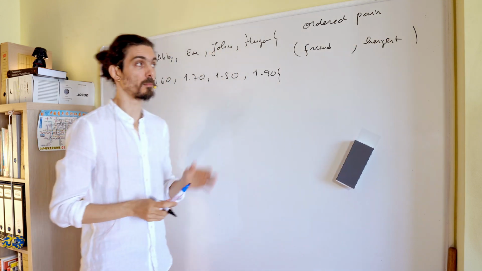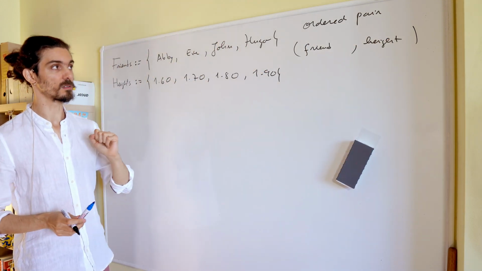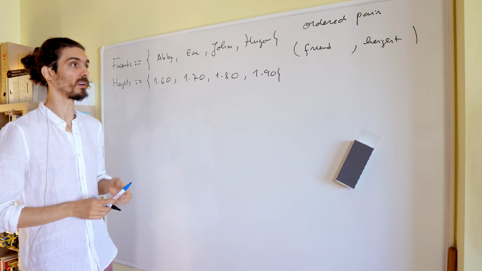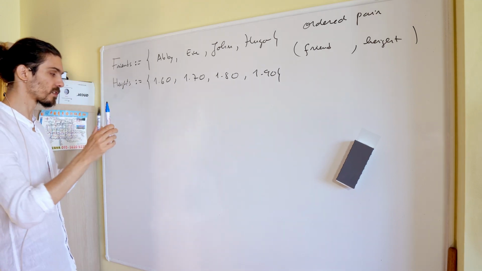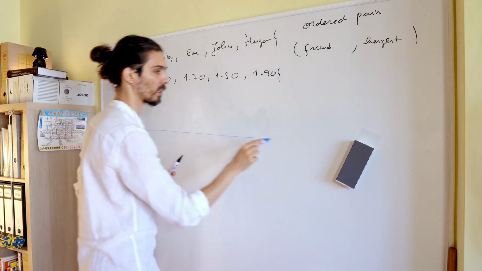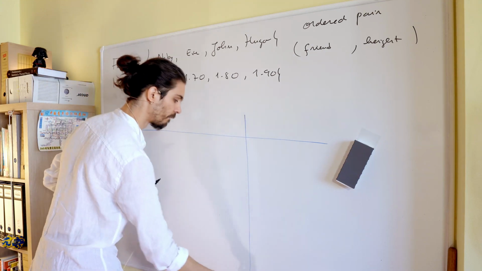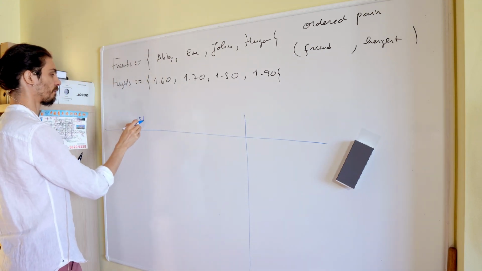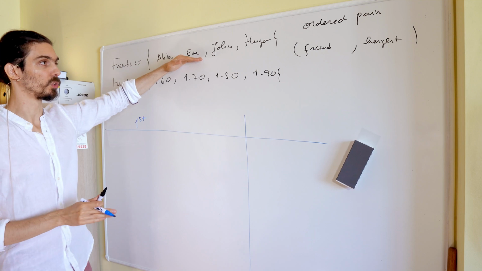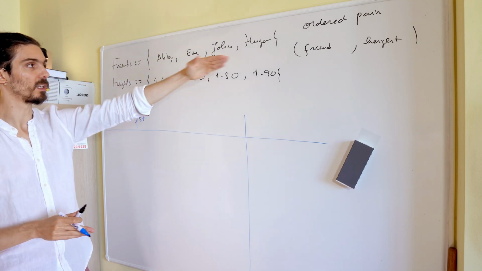And now you just make a list. You make a list of the pairs like this and you have a relation. So this is our first point of view to construct a relation. You just choose from this set and you start listing.